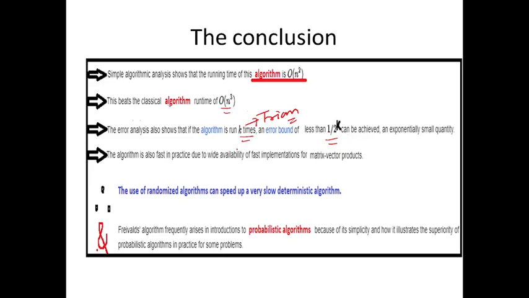The algorithm is also fast in practice due to wide availability of fast implementations of matrix-vector product. Therefore, the use of a randomized algorithm can speed up a very slow deterministic algorithm. Freivalds algorithm frequently arises in introductions to probabilistic algorithms. If you see a probabilistic algorithms syllabus, you will find Freivalds algorithm is always included because of its simplicity and how it illustrates the superiority of probabilistic algorithms in practice for some problems.